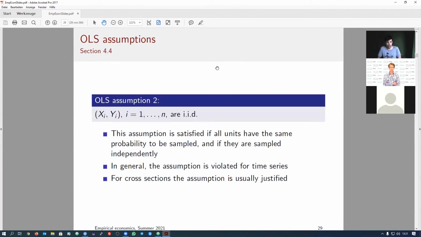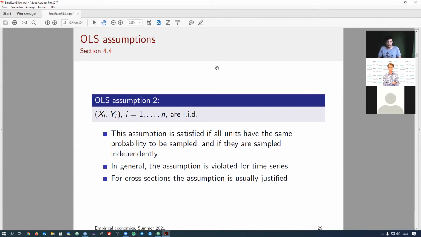Let's come to the second assumption: x_i and y_i, so the exogenous and the endogenous variable, are IID. This one is usually fulfilled if we have a cross-sectional data set, and if all of our units have the same probability to be sampled, and if they are sampled independently.